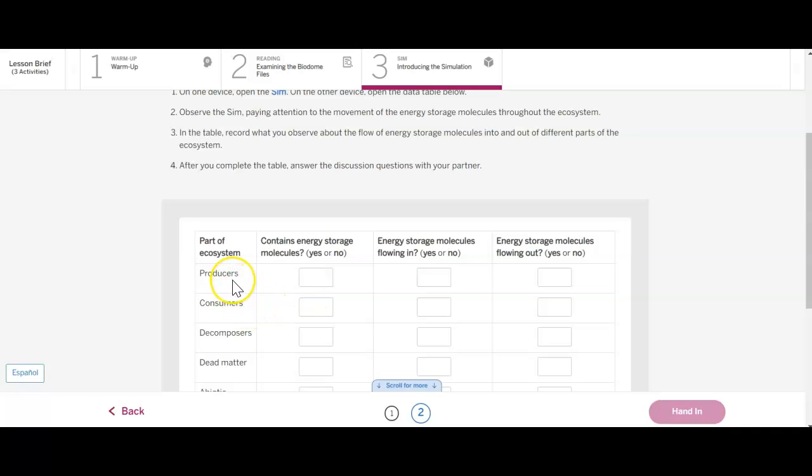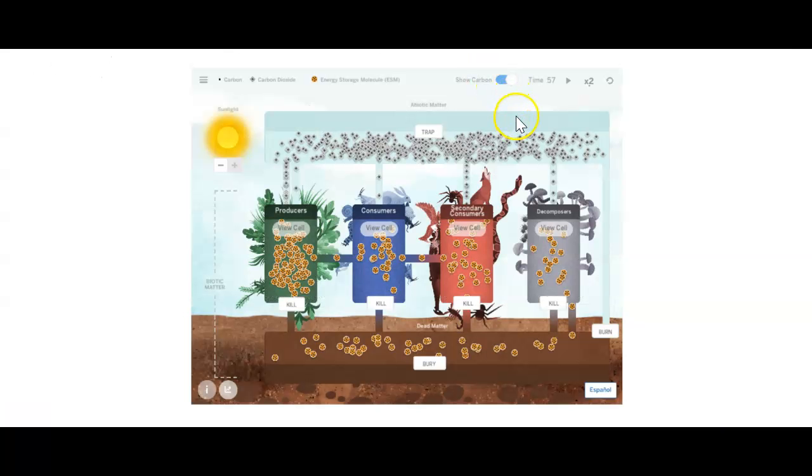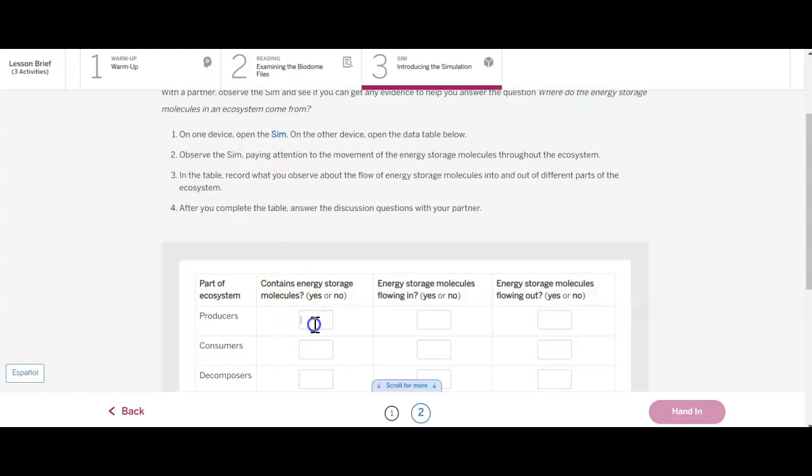So let's look at the producers. The first question says, does it contain an energy storage molecule? I'm going to look at the simulation, and here are our producers. Does it contain an energy storage molecule? Yes, I know the symbol is that, so I'm going to type the word yes.